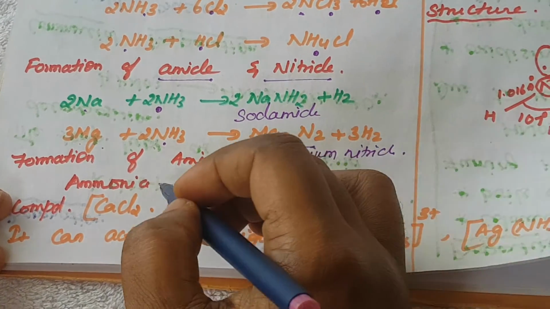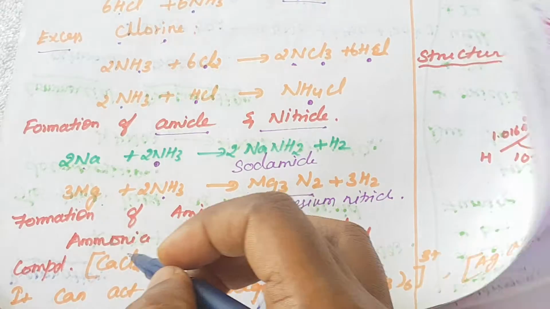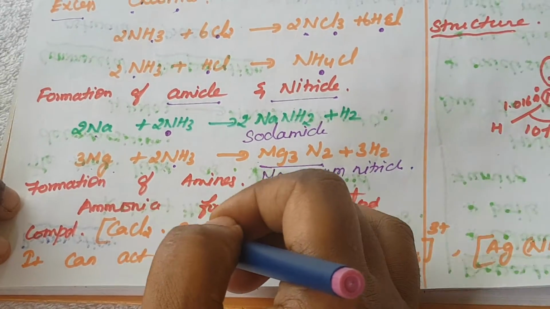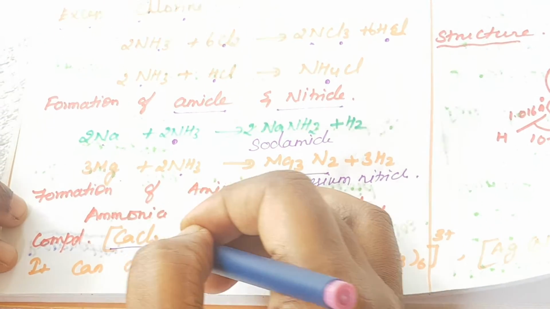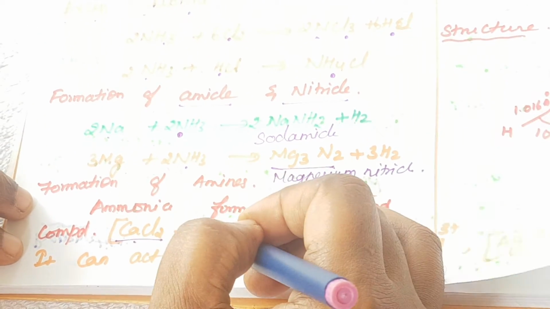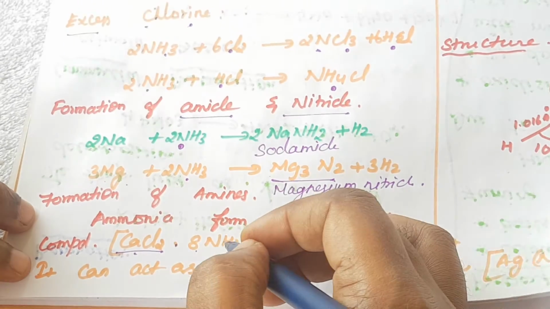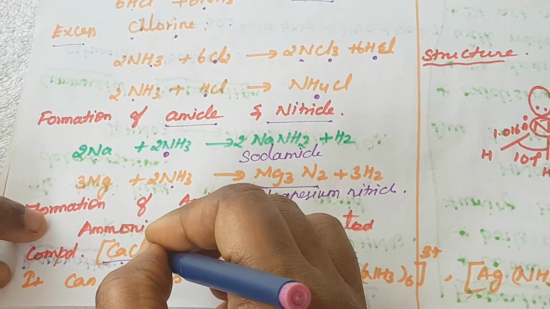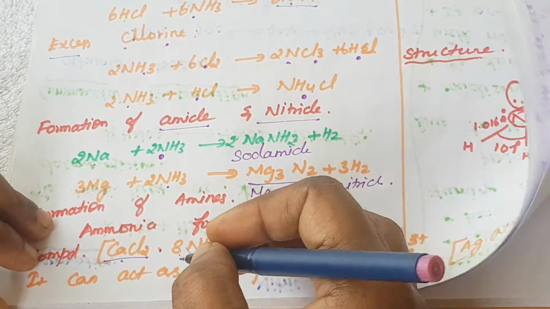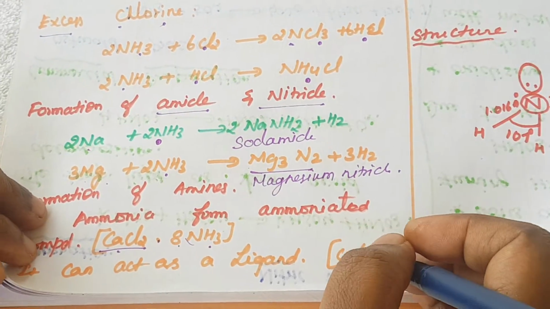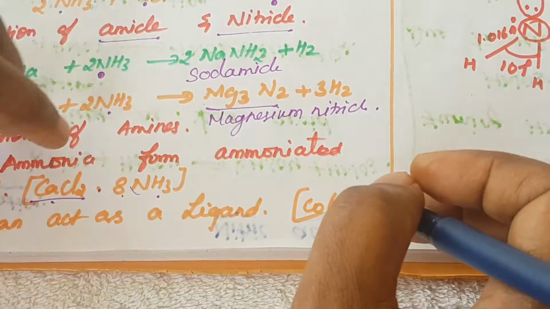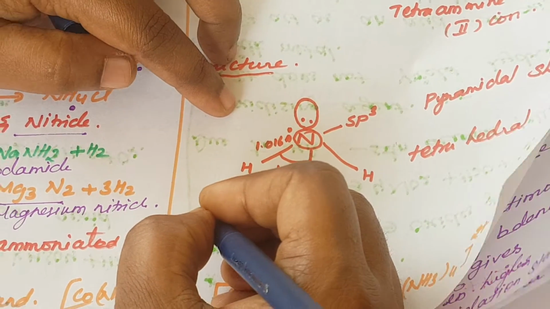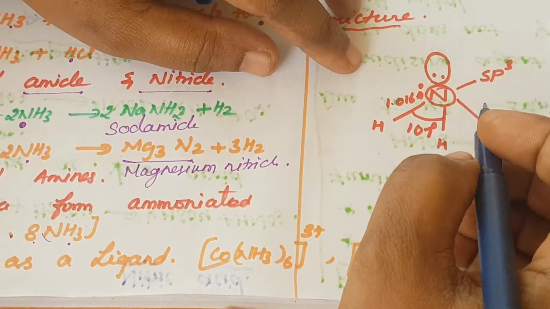Next one is formation of amine. Ammonia forms ammoniated compounds. Ammonia is added to the compound, for example calcium chloride with 8NH3. What is the reason? Ammonia has two ends, a positive end and a negative end. The nitrogen is donated to the calcium chloride's positive charge, so it can act as a ligand. What is meant by ligand? Ligand means the tendency to donate a pair of electrons to make a bond.